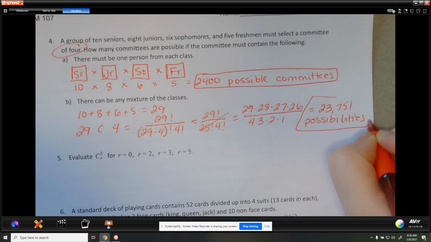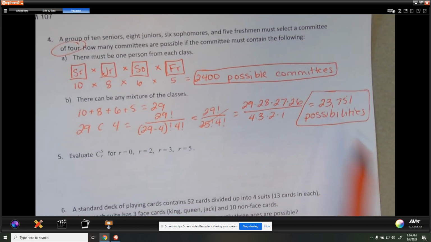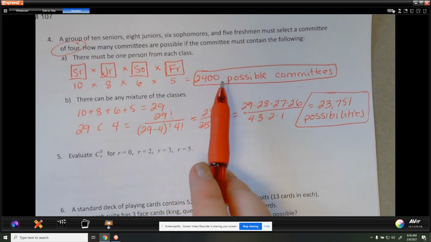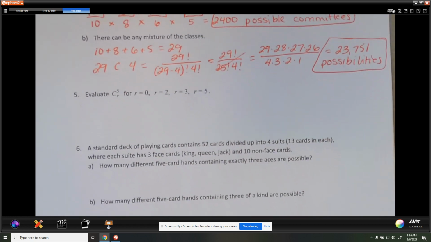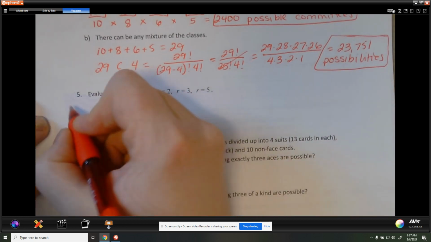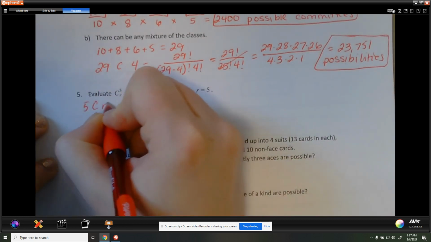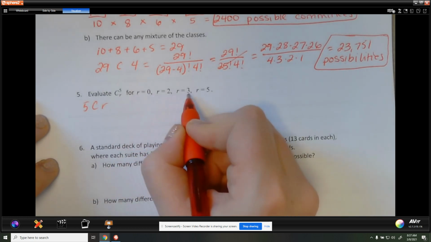All right, and that makes sense. We're going to have way more possible outcomes if we're not limiting to each grade. Okay. Then we're going to evaluate 5 choose R. I'm learning this; I could do this in our other worksheets. That's good to know. So this one, you guys: 5 choose R, and we're going to plug in 0, 2, 3, and 5.